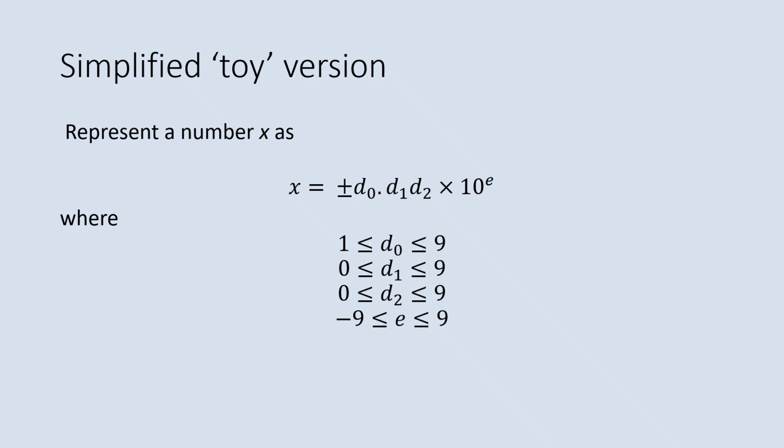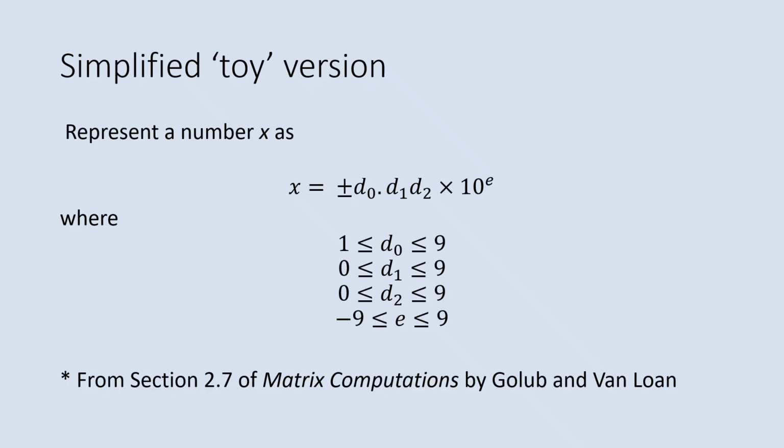So this is the idea of what happens in the full standard, that there's a specific way that numbers are represented, and it's limited in terms of how much memory is available to store the different values. So this simplified version comes from section 2.7 of a rather famous, at least mathematically famous, textbook called Matrix Computations. Four editions of that book over the years. And it was written by Gene Golub of Stanford and Charlie Van Loan from Cornell.